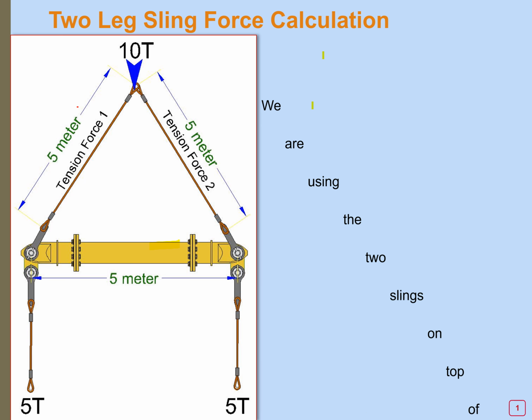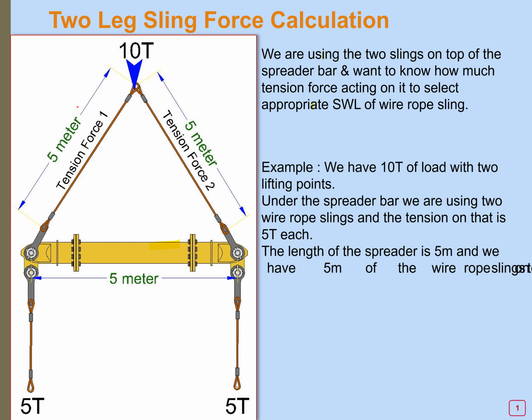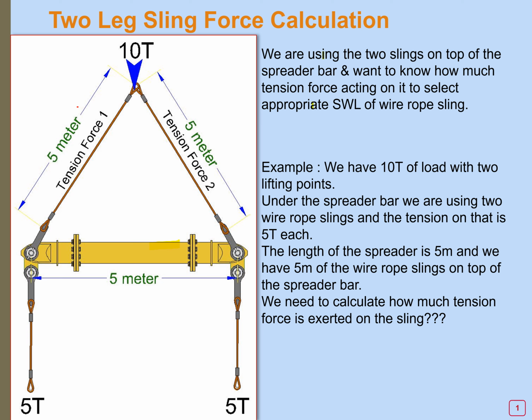I have one very basic example. We have four slings, and at the bottom we have 10 ton of load. Just assume it's 10 ton of load, so each sling is carrying 5 ton from the bottom side. The spreader bar length is 5 meter, and each sling on the top is 5 meter. Now we need to calculate how much tension force is on each sling. This is our task today.